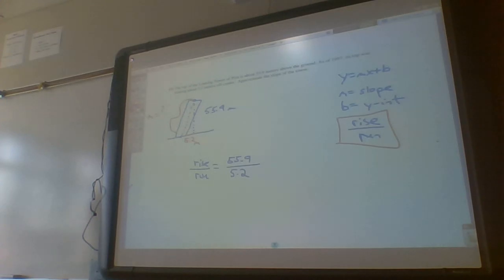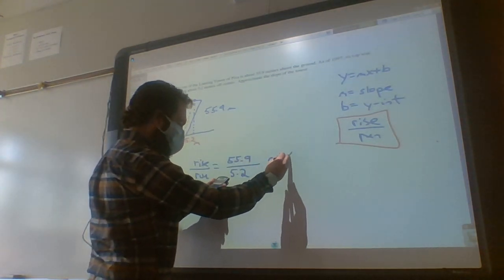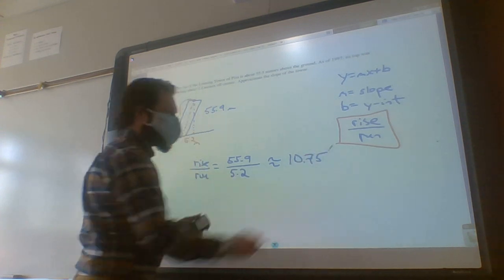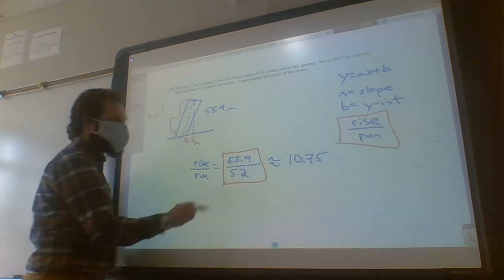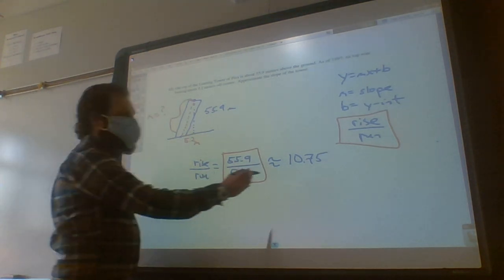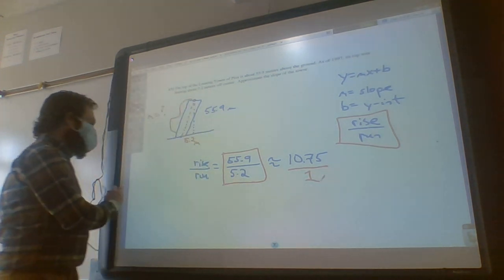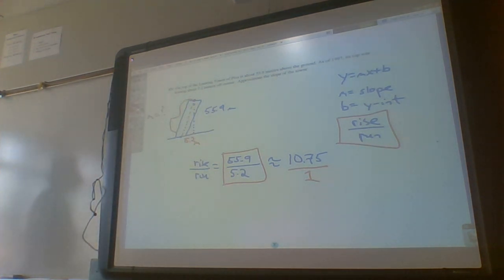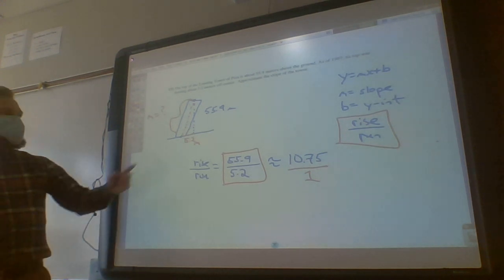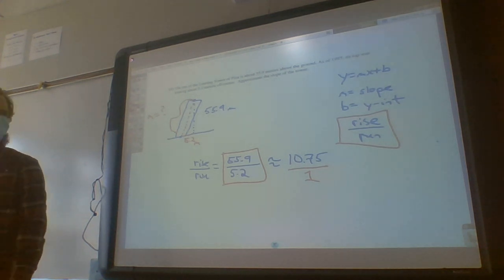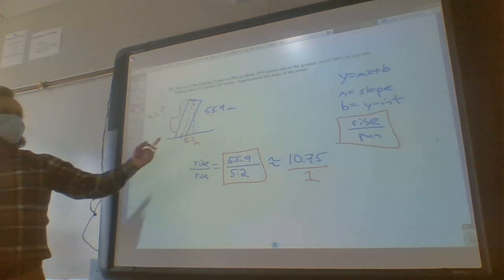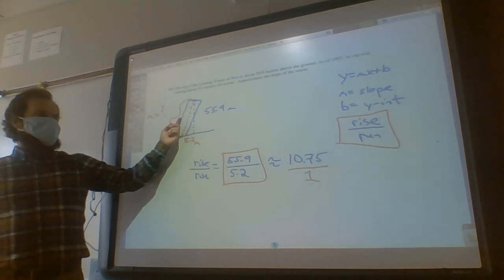Let's see what that works out with a calculator. We could say it's a decimal, and I don't really like doing decimals with slopes. I'd say something like that. Or you could say it's 10.75 over 1. Either of those answers would be okay. So for every meter you go up, it goes over 10.75 meters. No, sorry, I said that backwards. Every 10.75 meters, the rise, it goes over 1 meter.